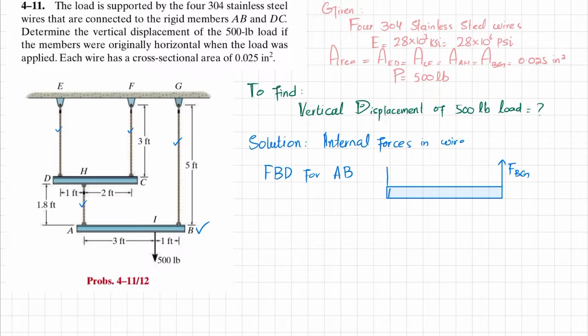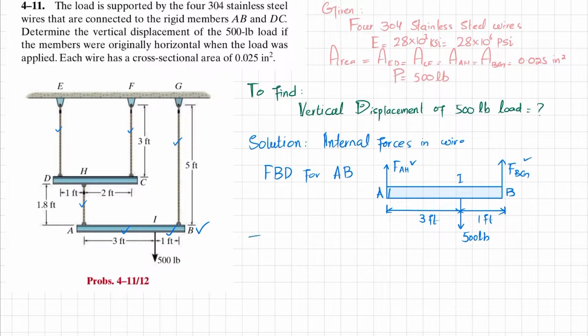At point A, we have a load of FAH. Clear? And there is a load of 500 pound acting downward. The distance from this to point B is given as 1 foot, while this distance is given as 3 feet. I will show you over here. You can see this is 1 foot, this is 3 feet, this is your point A, this is your point B, and this is your point I. Okay, so we will find these unknown forces FAH and FBG by using equilibrium conditions.